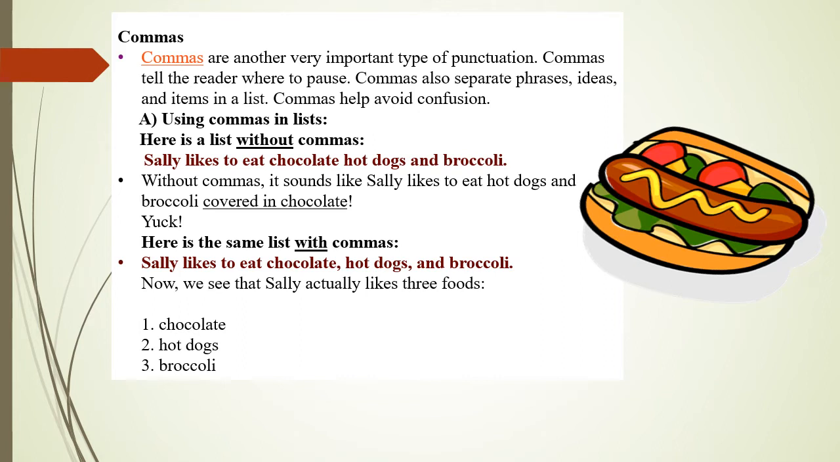Here is the same list with commas now. Now look, same sentence again with commas. Sally likes to eat chocolate, hot dogs, and broccoli. Now we see that Sally actually likes three foods: chocolate, hot dogs, and broccoli. And in the first sentence, there is no difference. It seems as if it's one item.